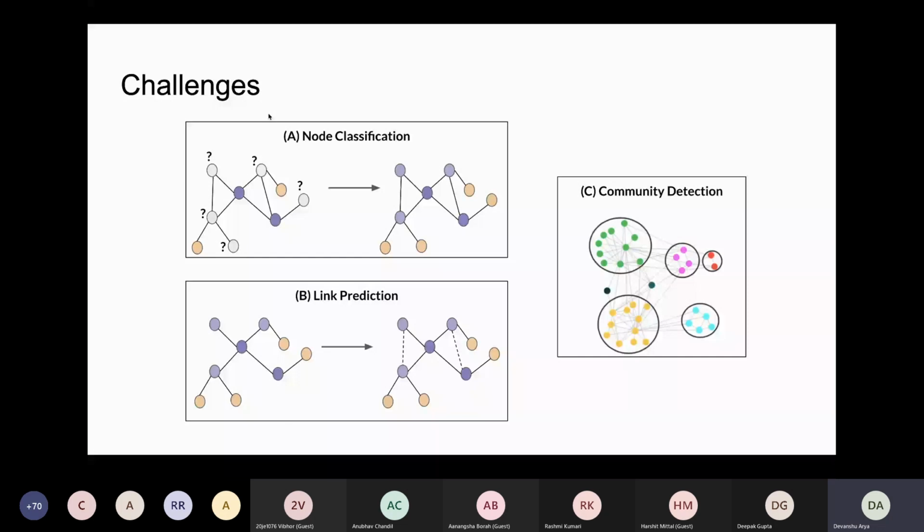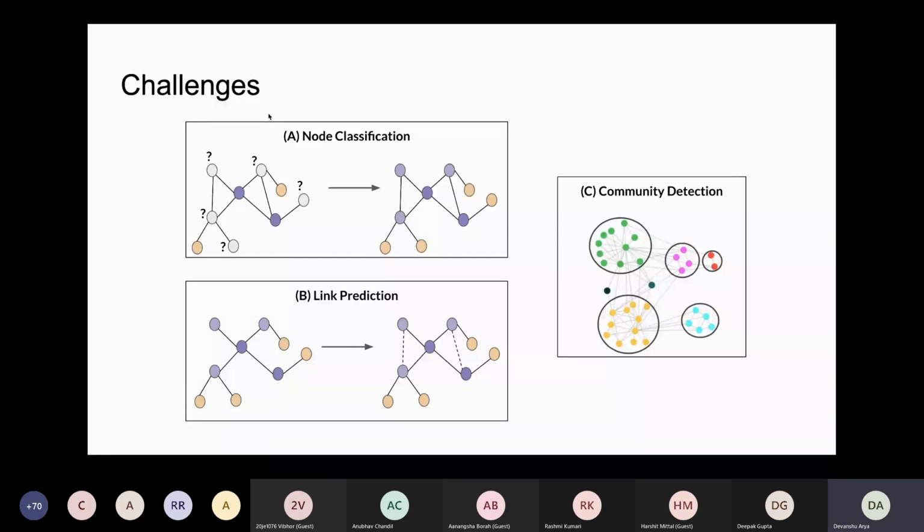So these are completely new challenges or new tasks, which are very much similar to image classification, clustering in images, or recommendation in images, but in a completely new setup, where instead of using grid-based data, we want to use graph-based data.